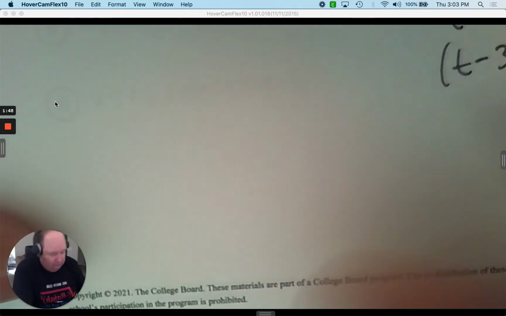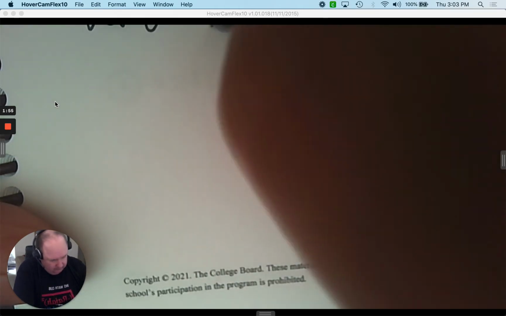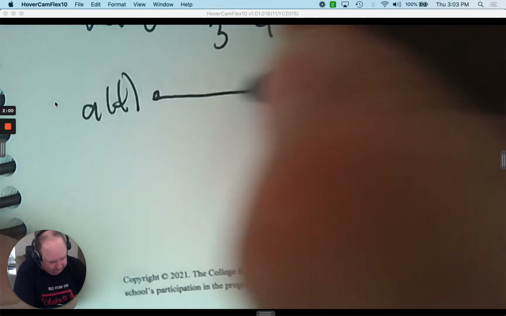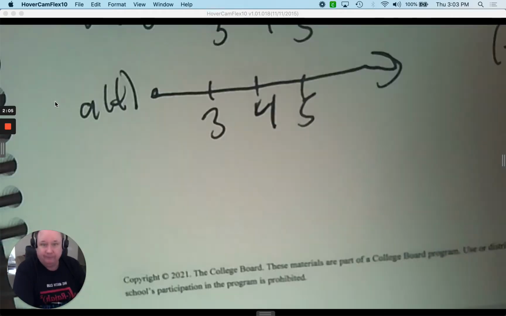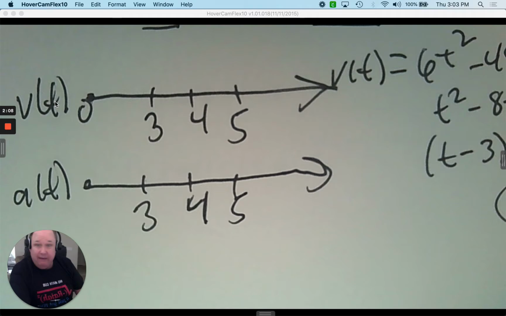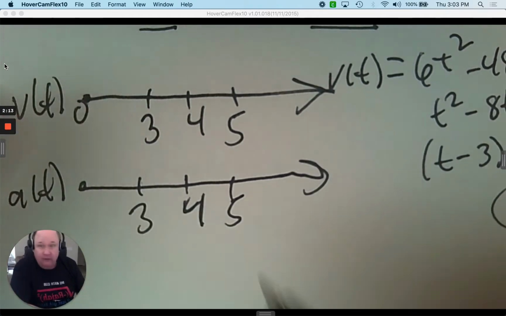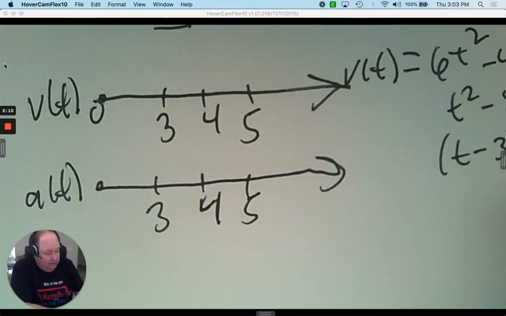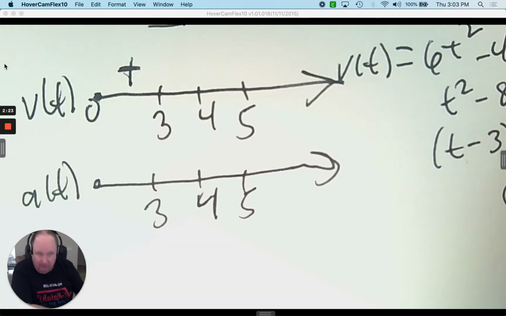And then I'm going to build up two number lines. One number line is for the velocity, and one is for the acceleration. And then I'm going to go back into the equation and plug in values to know whether it's positive or negative. So if I go into the velocity and I plug in positive 1, it ends up being a negative times a negative, and that's positive.